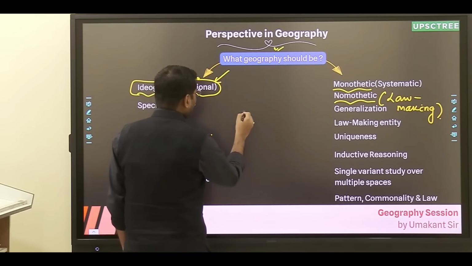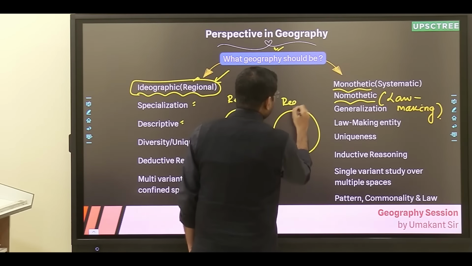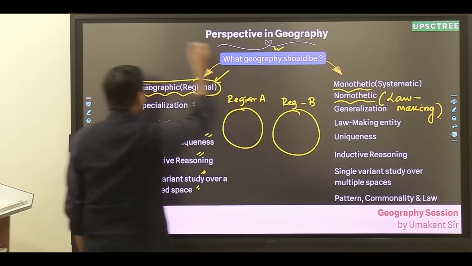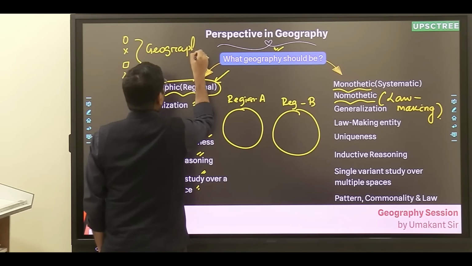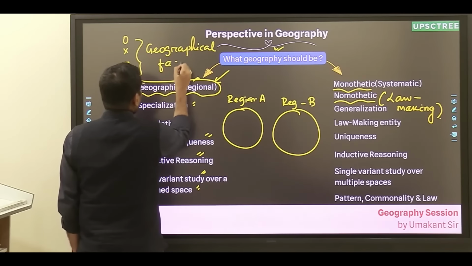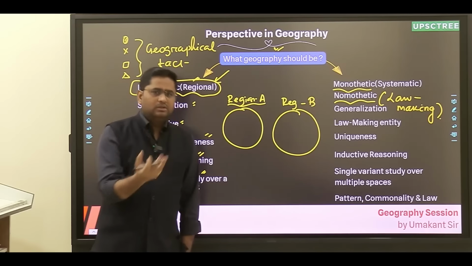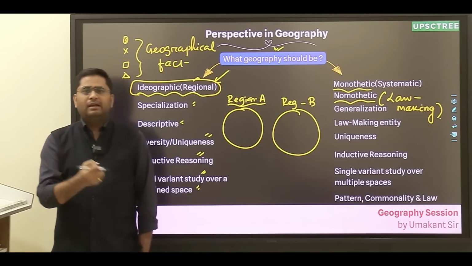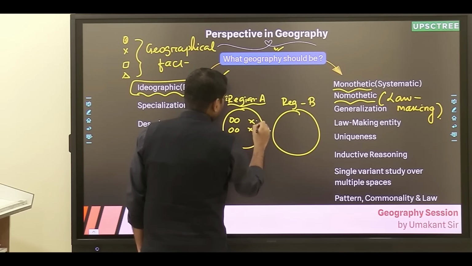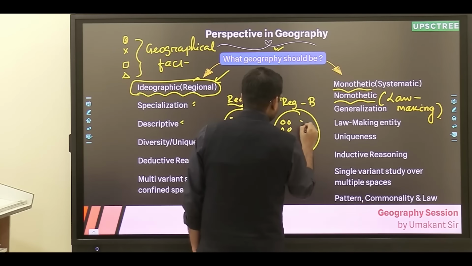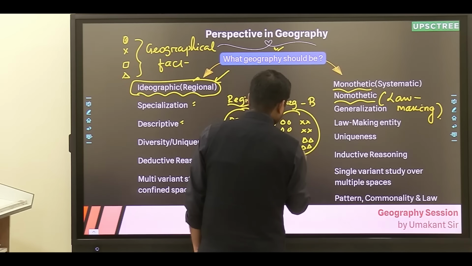Let's say we have two regions, okay? Region A, then we have region B. Two regions are there, and these represent geographical facts. Now, geographical facts mean, for example, in a particular region, the people appear black, or the climatology, or it can be any geographical fact. It can be a human geographical fact, or it can be a physical geographical fact. Let's say in region A, we have two geographical facts. Now, in region B, four geographical facts are there.